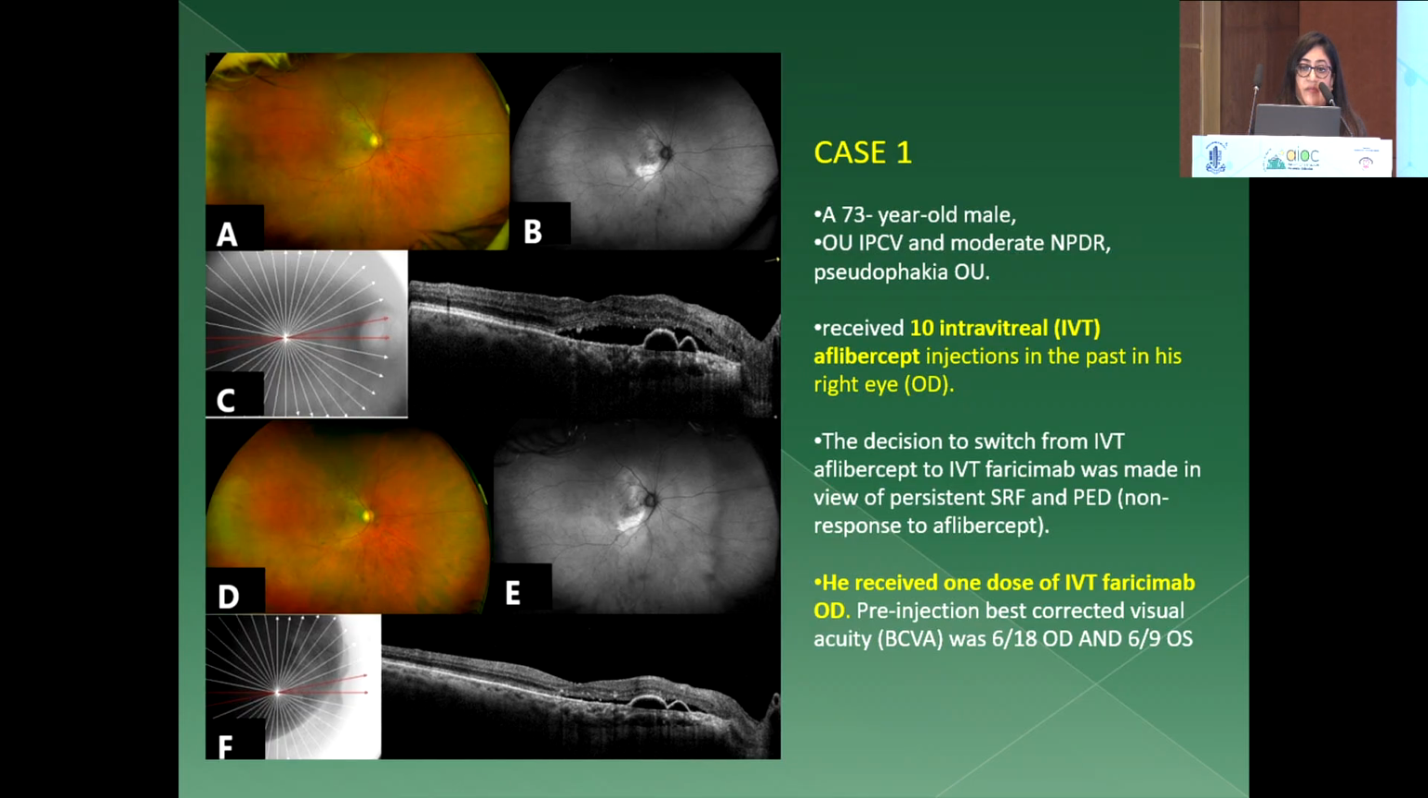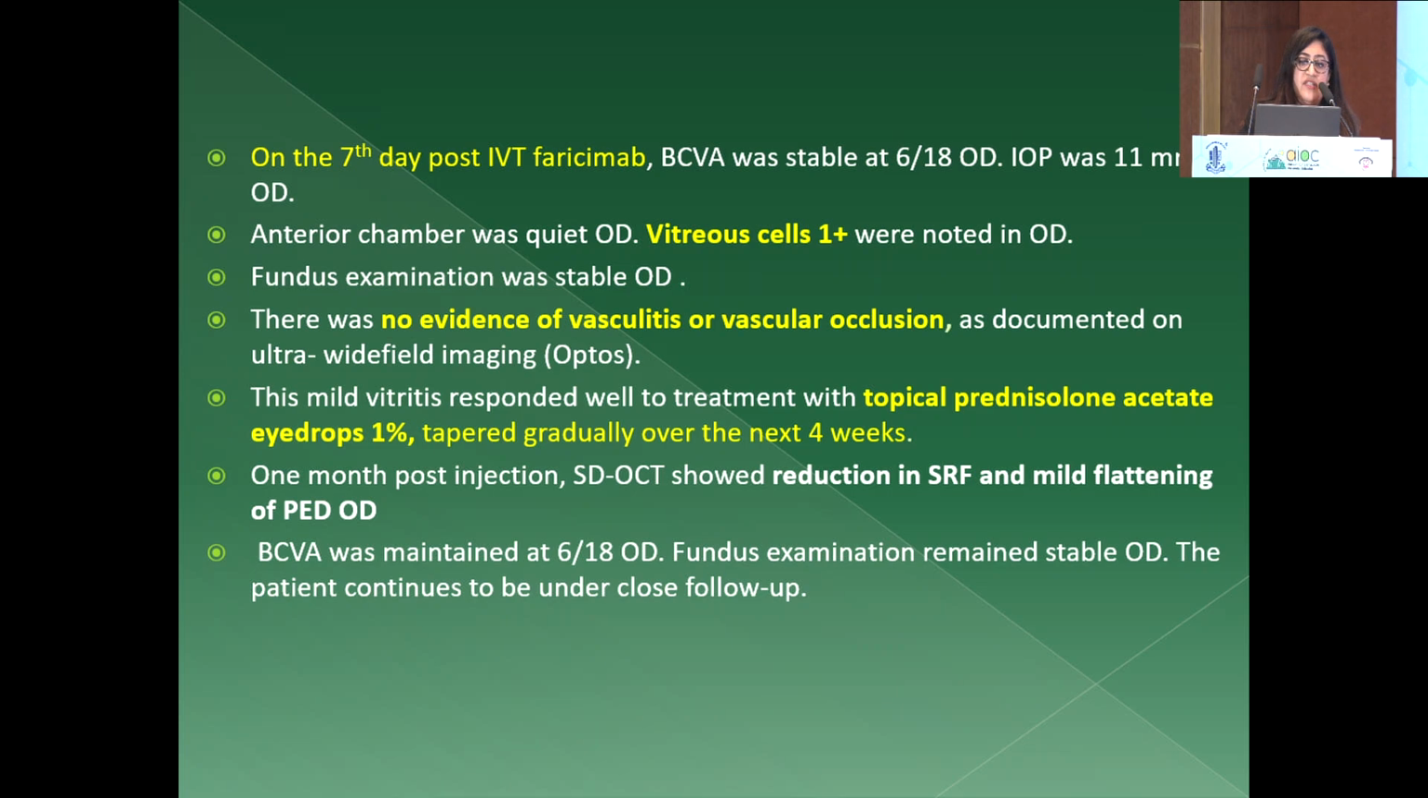Coming to the cases, a 73-year-old male with bilateral IPCV, who had received 10 intravitreal Eylea injections in the past, was not responding well to the injection, and the decision was made to switch to faricimab. However, on the 7th day post faricimab, he presented with vitreous cells 1+, and he responded well to treatment with topical prednisolone acetate. There was no evidence of vasculitis or vascular occlusion.